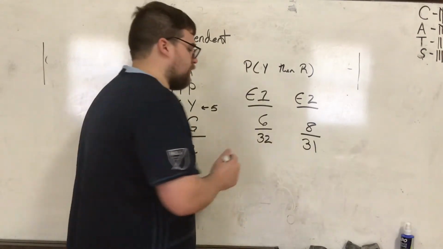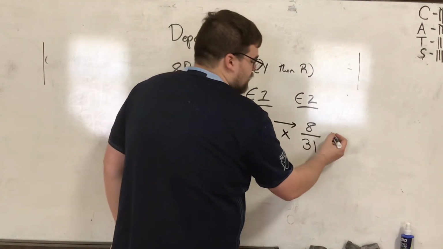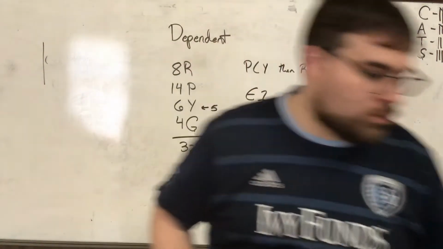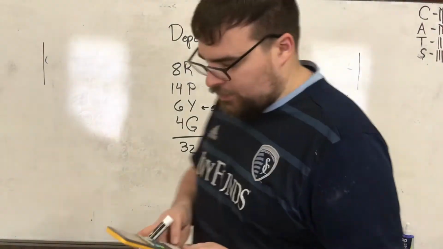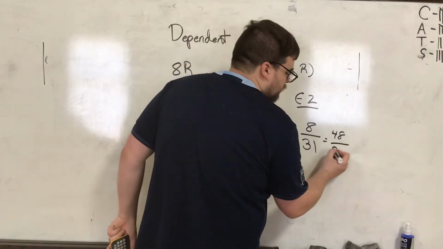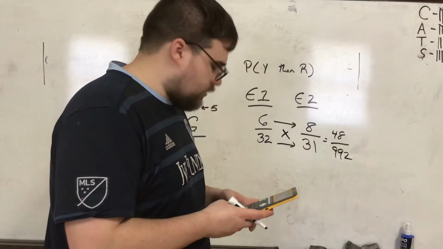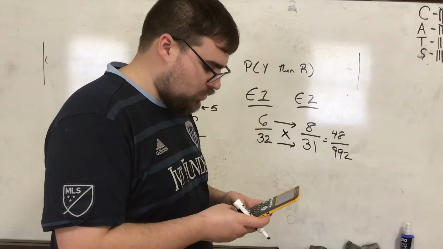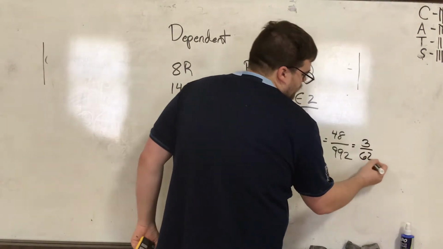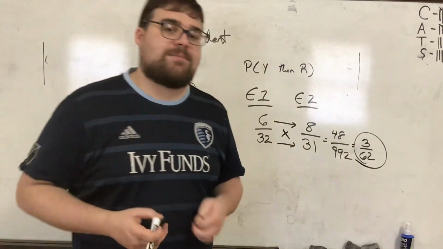So what we can do, just like with our independent events, once we find the probability of each event happening, to find the probability of the compound event, we multiply it. So 6 times 8 is going to be 48. 32 times 31, I got no clue, but let's find out. Let's see, 32 times 31 is 992. Now those can simplify. We want to simplify that fraction if possible. So 48 over 992 is 3 over 62. Fully simplified. So we have a 3 out of 62 chance of this happening.